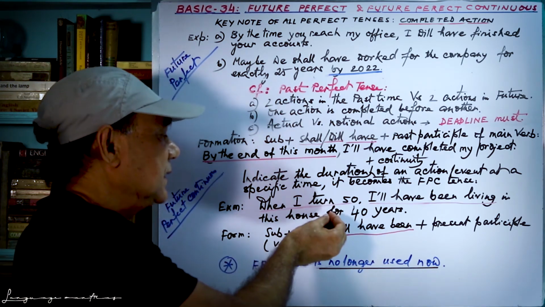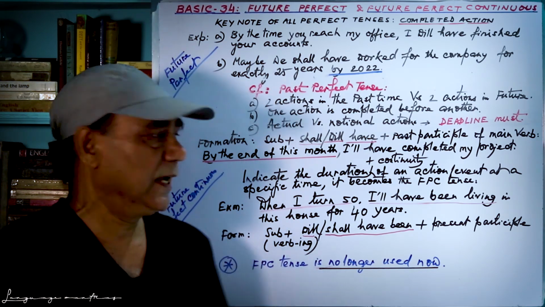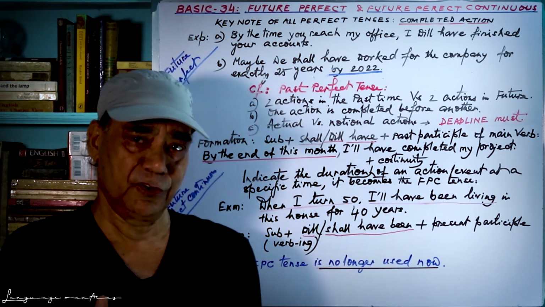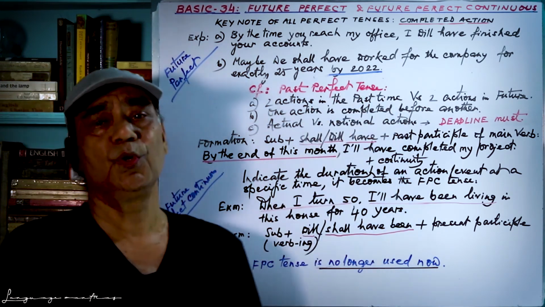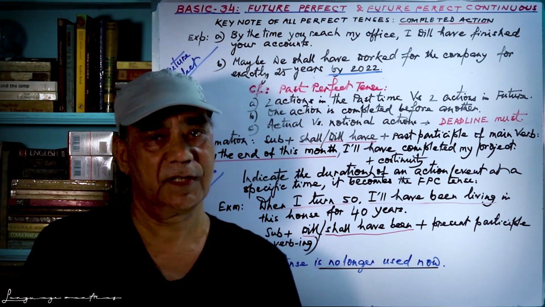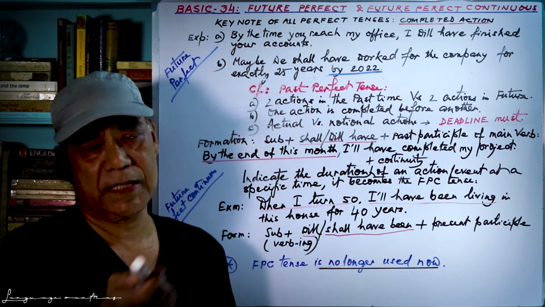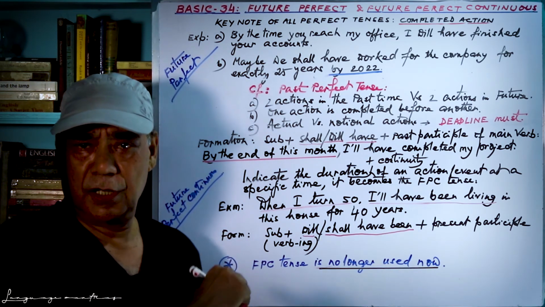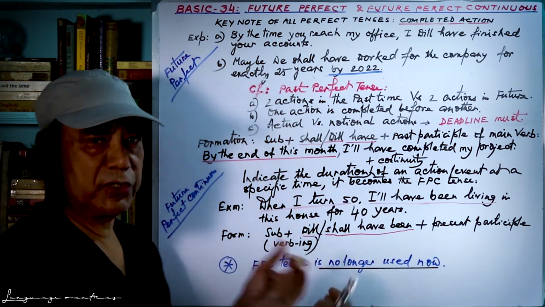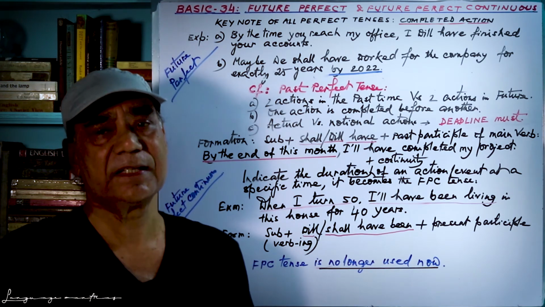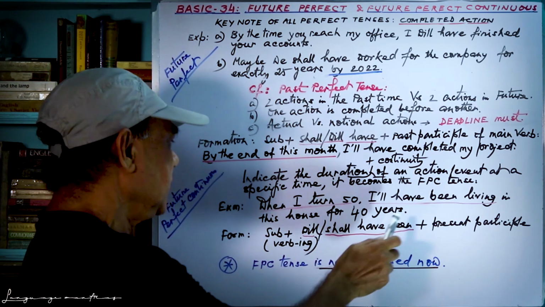But here that condition of living does not stop. It is a continuous process. Even after 40 years, he will be living here. This is the difference between these two formats. I think this is very simple, and like any other formats, present perfect continuous and past perfect continuous, here the format is almost simple. You have to insert shall or will, that much. So when I turn 50, I will have been living.